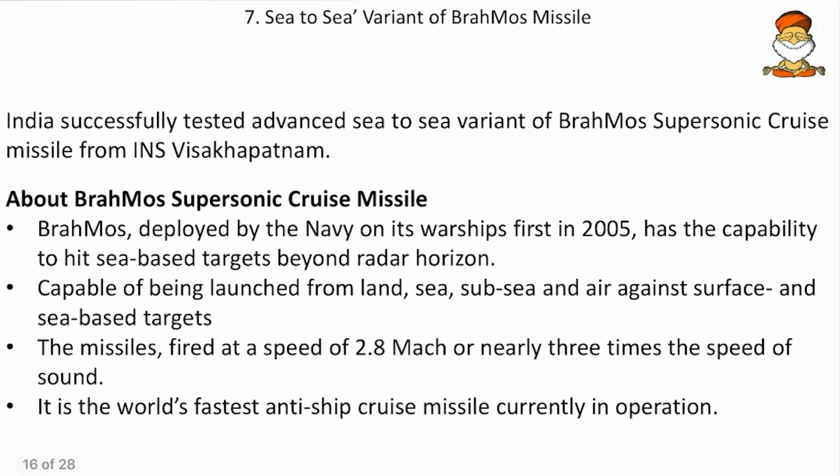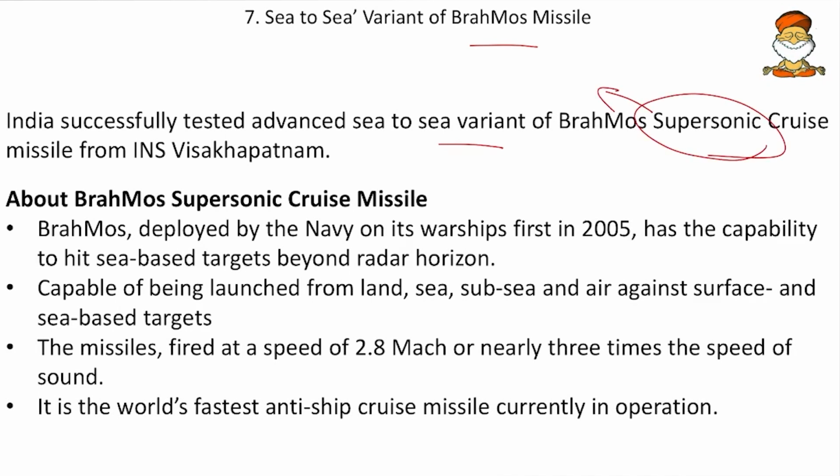Then come to the next, the C2C variant of the BrahMos missile. So friends, we know that BrahMos is one of the cruise missiles and it is built through Indo-Russian cooperation, that is Brahmaputra and Moskva, and India successfully tested the advanced C2C variant of the BrahMos supersonic cruise missile.